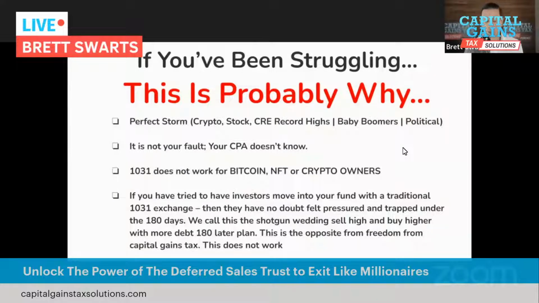You also have political changes, such as potentially taking away the 1031 exchange, or potentially eliminating the stepped up basis, or limiting that. You have a lot of change. Now, the 1031 is still intact, but they're looking at it, and they continue to battle on that.